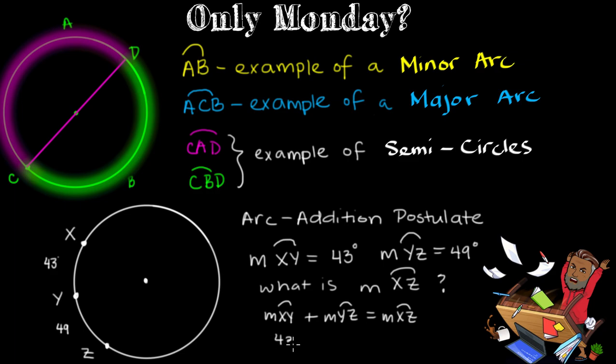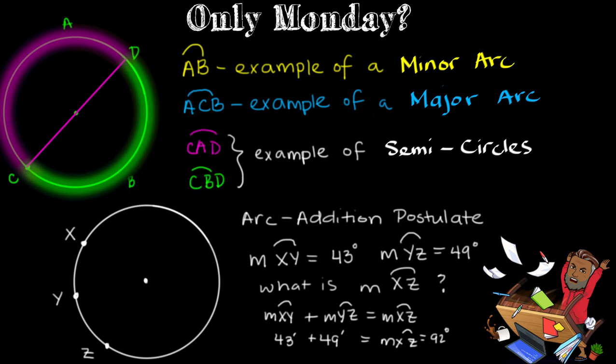I have 43 degrees here, and I have 49 degrees here. If I add those two things together, that's going to give me the measure of arc xz. Oops, sorry, I meant to put a z right there. The measurement of arc xz. Now, 43 plus 49 comes out to 92 degrees. So I get a total of 92 degrees.